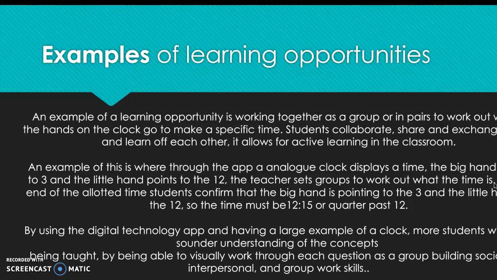An example of this is where the app displays an analog time. So the big hand points to the 3 and the little hand points to the 12. The teacher sets out groups and they work together to figure out what the time is. At the end of the allotted time, students confirm that the big hand is pointing to the 3 and the little hand is pointing to the 12, so the time must be 12:15.